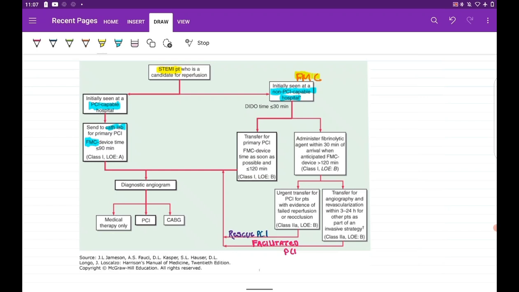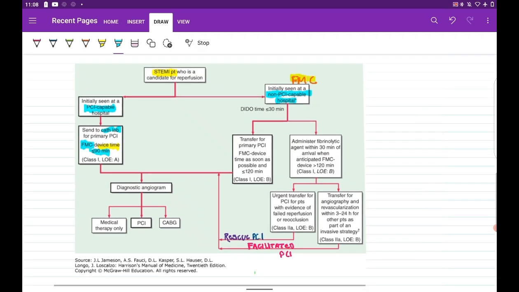Once we decide that we are going to do the primary PCI, the time from first medical contact, when the patient comes to the PCI capable hospital, to device time, when we do the PCI, should be less than 90 minutes. I told you this is called the door to balloon time. Door is hospital, the balloon is the PCI procedure. In other words, we can call it first medical contact to device time, which should be less than 90 minutes.